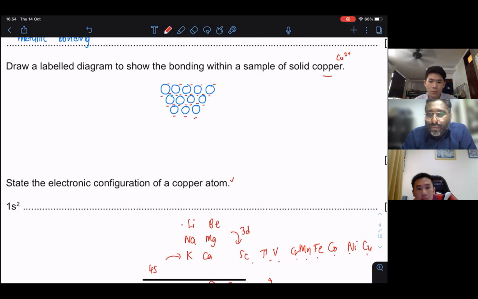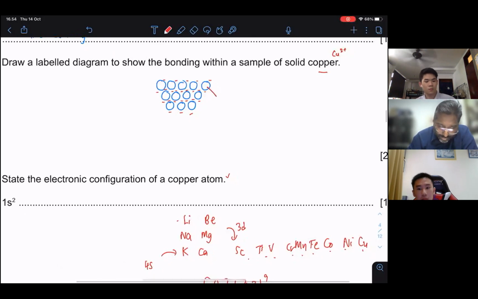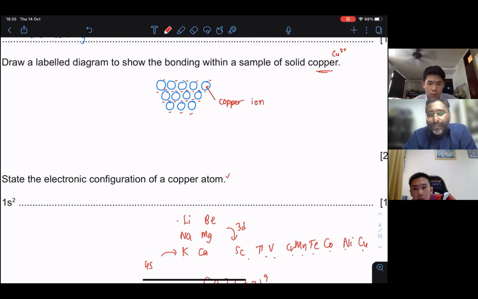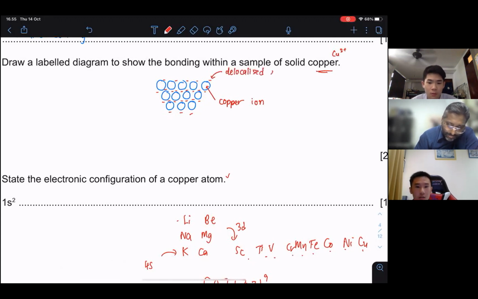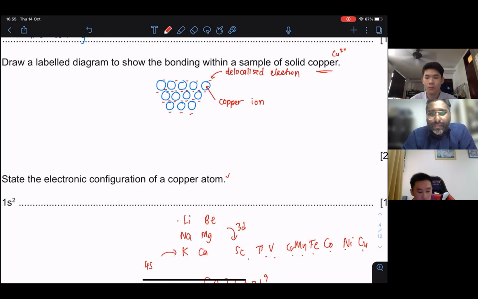So you label this as the copper ion, or the metal ion. And here, we just need to label this special type of electron, delocalized electron. You must label delocalized electron. If you don't label that, you will not get the marks. So you need to show that.